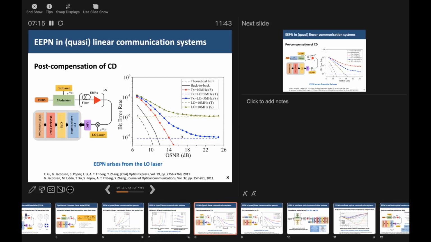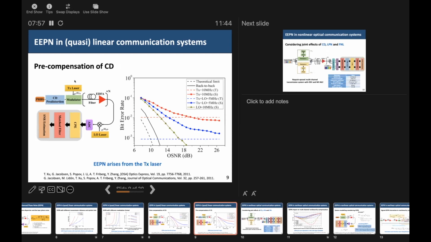Previously, when I discussed the generation of the equalization enhanced phase noise, I mentioned that the dispersion compensation module is in the digital signal processing part on the receiver side. This is called post-compensation of the chromatic dispersion, where the equalization enhanced phase noise scales with the 3 dB linewidth of the local oscillator laser. That is because the net dispersion experienced by the local oscillator laser is quite significant.